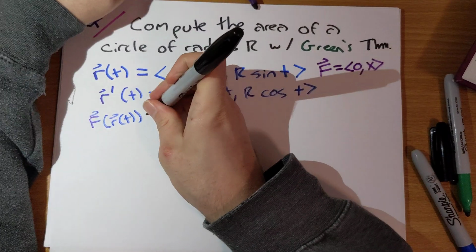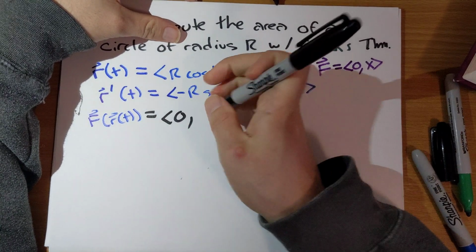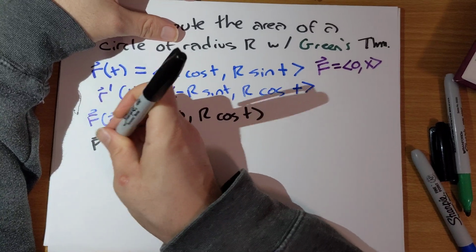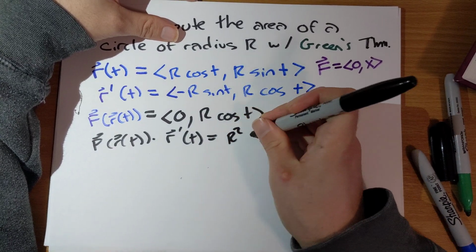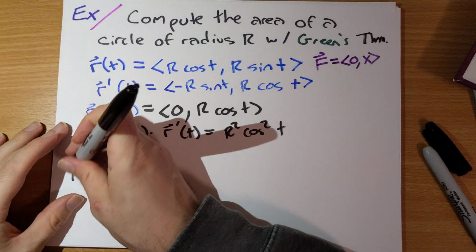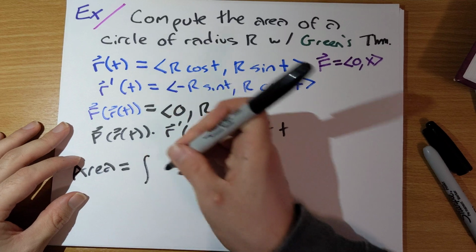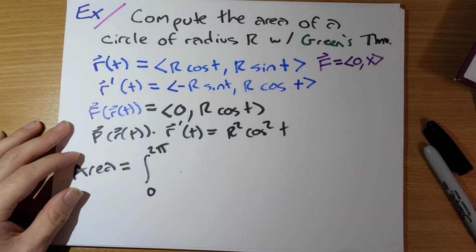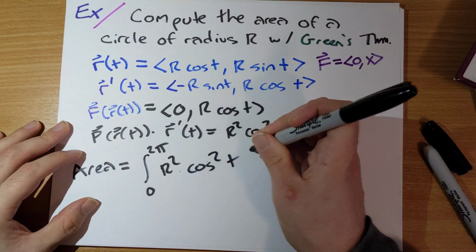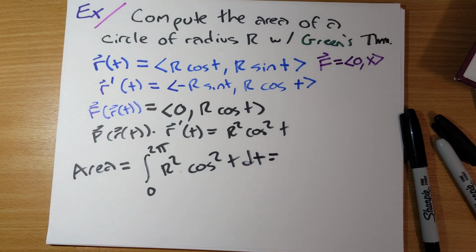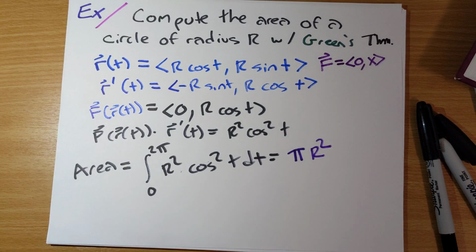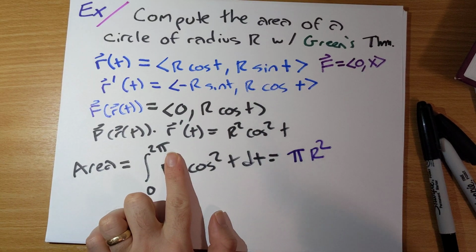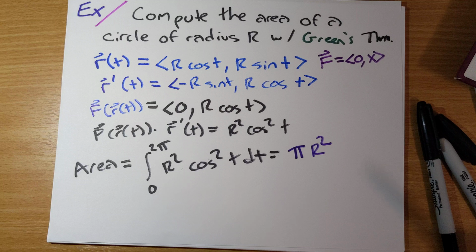So F of r of t ends up as 0, r cosine t, replacing x with r cosine t. F of r of t dot r prime of t is 0 plus r squared cosine squared t. And so the area is going to equal the integral from 0 to 2 pi, those are our bounds on t, of r squared cosine squared t dt, and I'll let you check for yourself that sure enough, you do get pi r squared. Here's the factor r squared, the rest of this gives you pi. So pi r squared, as expected. This is a kind of toy example.